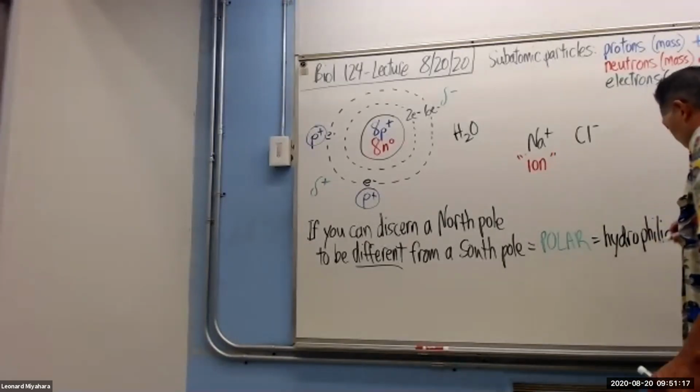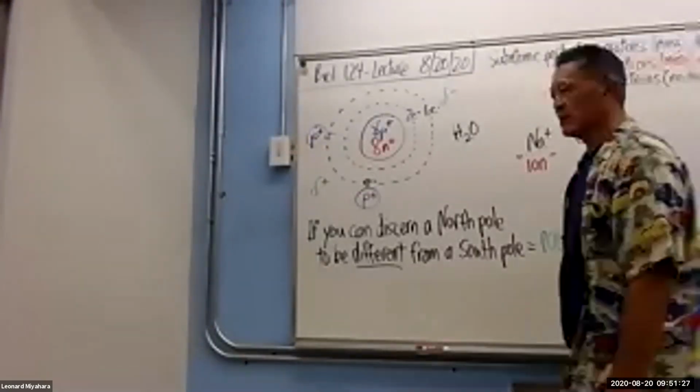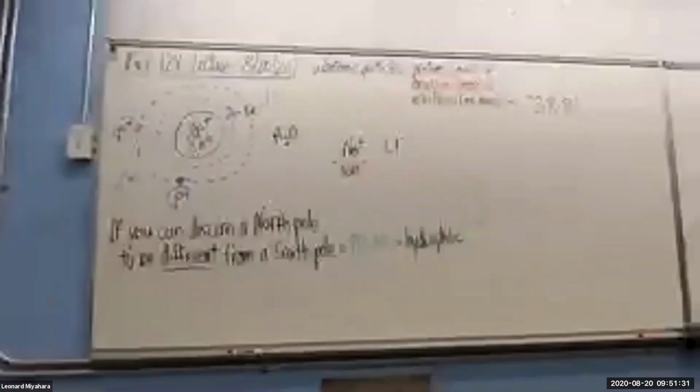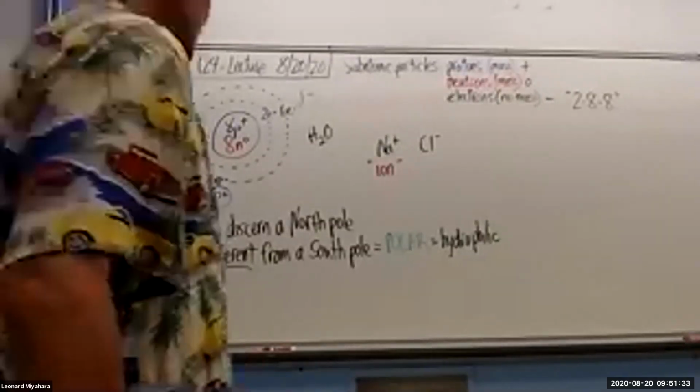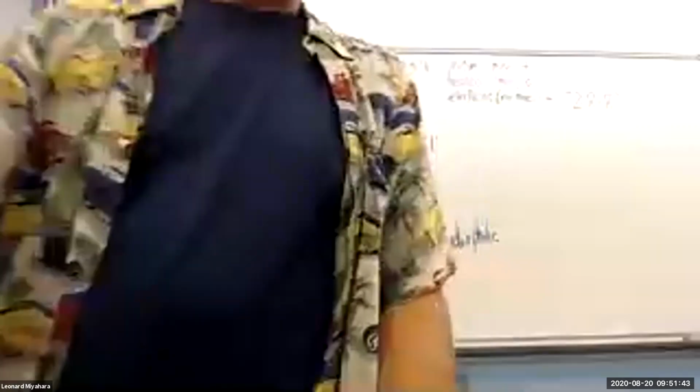The Greek root word for love or brotherly love is philos, like the city of brotherly love, Philadelphia. Greeks have like 6 different words for love. English only has 1. But in this case, since things that are polar love water, we call it hydrophilic. Does this help at all? A little basic chemistry. This is why you guys got to take some chemistry.